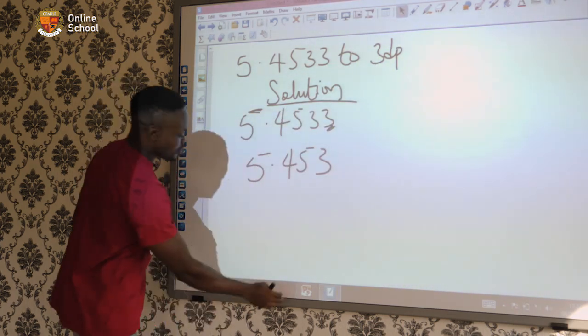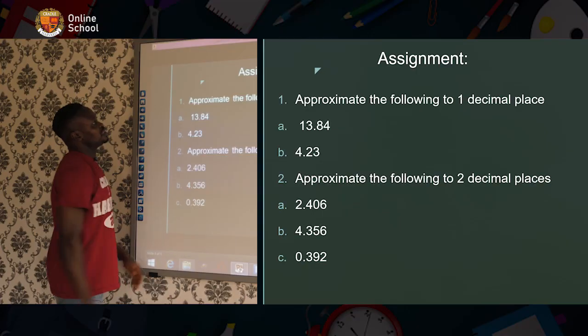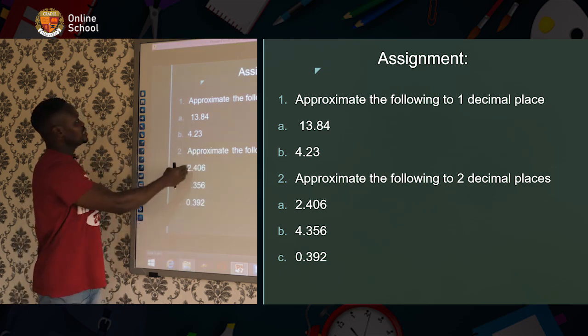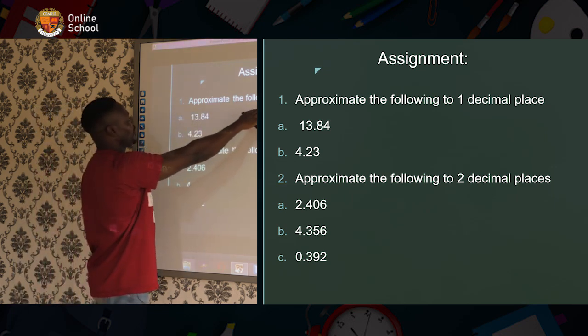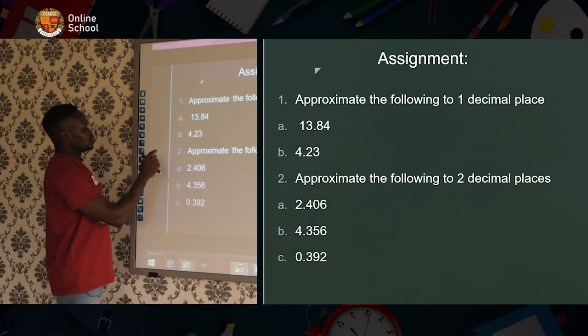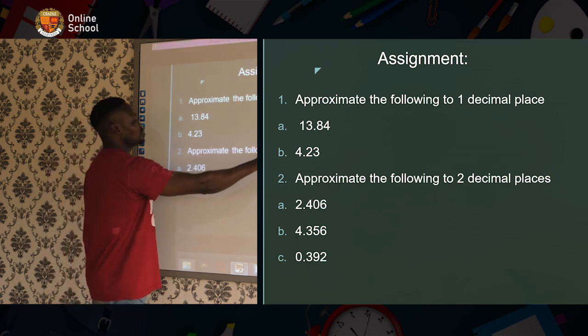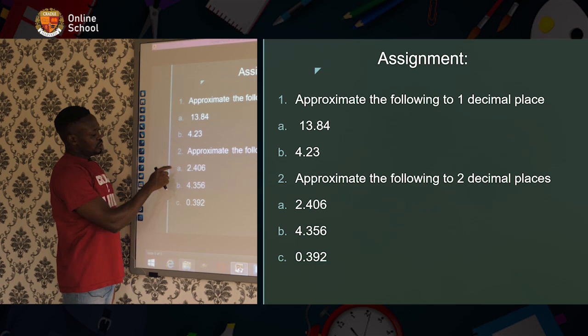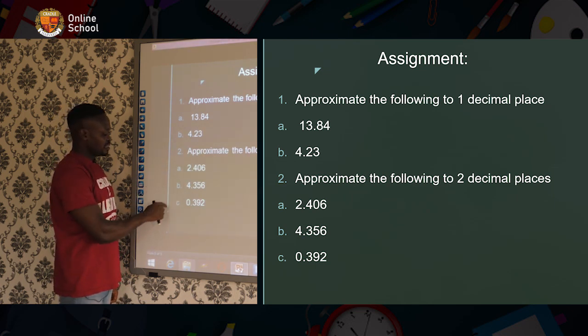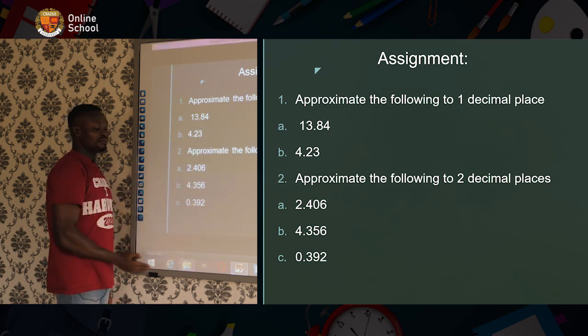Okay? Now, let's continue. This is your assignment. You go through it. Number 1, you have to approximate the following to 1 decimal place. A, 13.84. B, 4.23. Number 2, approximate the following to 2 decimal places. A, 2.406. B, 4.356. And C, 0.392. I hope it's very simple. You should be able to do that.